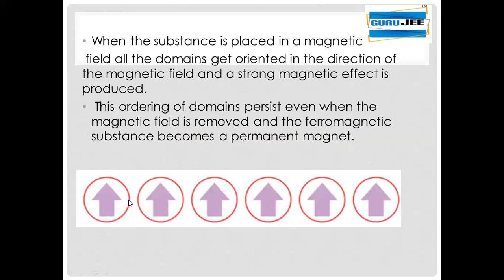Here you can see the diagram of a ferromagnet, showing how the electrons are aligned in a ferromagnetic substance. Here you can see all the electrons are aligned in the spin up moment. Each arrow mark represents an electron. Each one is aligned with the spin up moment. No spin down moments are there. And when the substance is placed in a magnetic field, all the domains get oriented in the direction of the magnetic field and a strong magnetic effect can be produced. Here each circle represents a domain. I can show you an example.